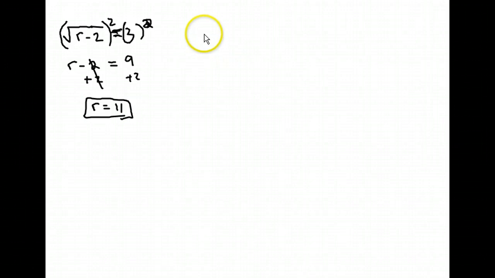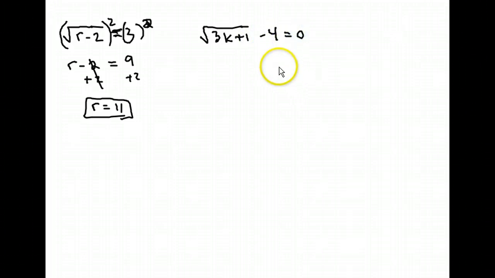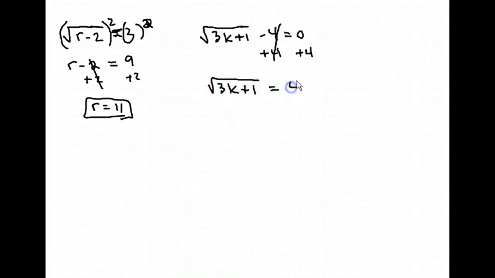So let's say another one. Let's say you have the square root of 3k plus 1, and then minus 4 equal to 0. First thing you want to do is isolate the square root to get it by itself. So what we're going to do is add 4 to both sides. Move the 4 to the other side of the equation. And so we have the square root of 3k plus 1 equal to positive 4.